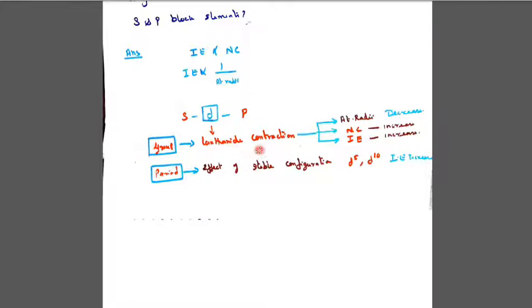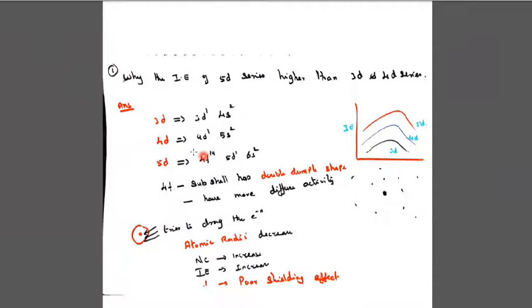So in a group, due to lanthanide contraction, from top to bottom, atomic radii decreases, nuclear charge increases, and ionization energy increases. In a period, left to right, because of the stability of the electronic configuration, D5 and D10, the ionization energy increases. So in a group the ionization energy decreases, and in a period the ionization energy increases. Here the ionization energy of the 5D series is higher than the 3D and 4D series. This is the 3D series, 4D series and 5D series. Gradually the ionization energy increases.